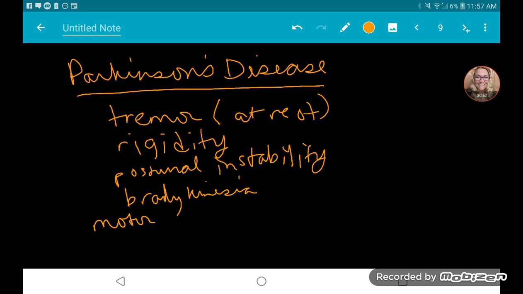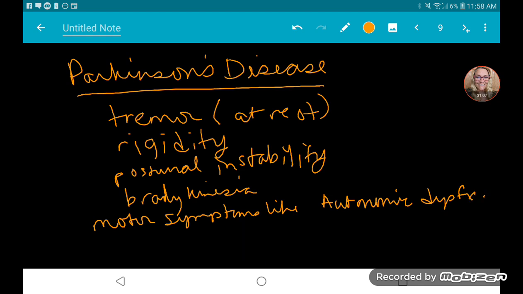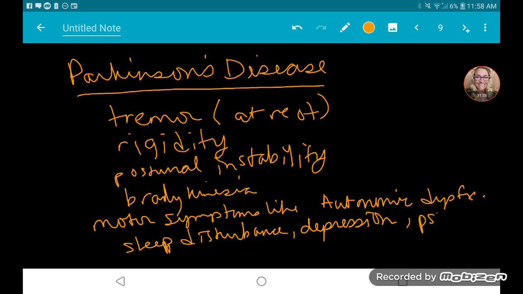and some other motor symptoms like autonomic dysfunction, sleep disturbances, depression, psychosis, and dementia. If you said all those things, you are absolutely correct. And so when we're giving medications, the therapeutic effect would be to see those symptoms reduced.